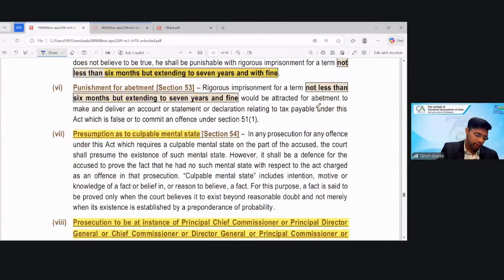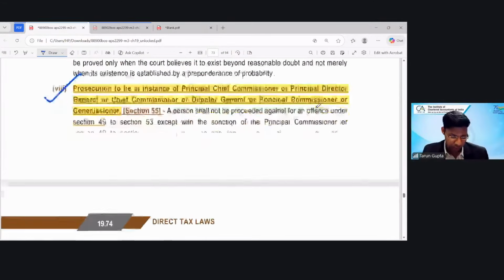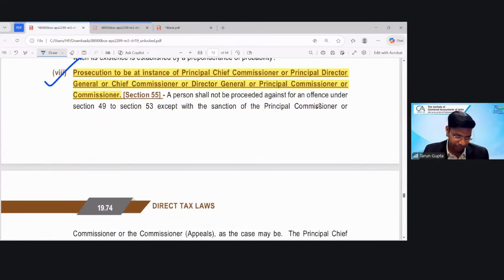Similar to income tax, there is a presumption of a culpable mental state. Similar to income tax, the prosecution can be initiated only by the most senior officers, Chief Commissioner or the Deputy Director General, or Principal Chief Commissioner or the Principal Deputy Director General.